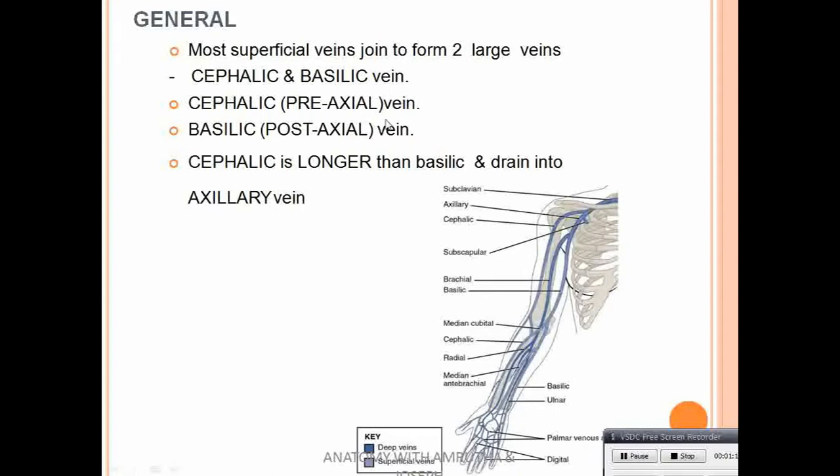So in general, most of the superficial veins join to form two large veins, and they are the cephalic and the basilic vein. Cephalic vein is lying laterally and the basilic vein is lying medially. Cephalic vein is called the preaxial vein and basilic vein is called the postaxial vein. Comparing the length, the cephalic vein is longer than the basilic vein. The cephalic vein has a long course and ultimately drains into the axillary vein. Axillary vein is a deeper vein in the axilla.